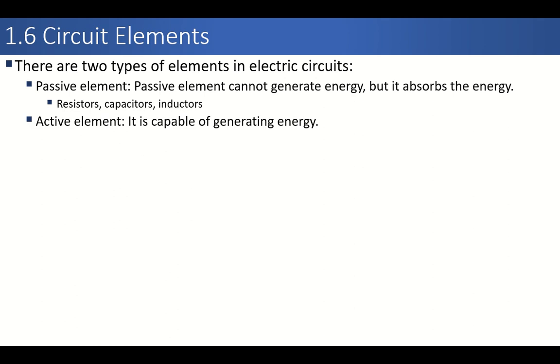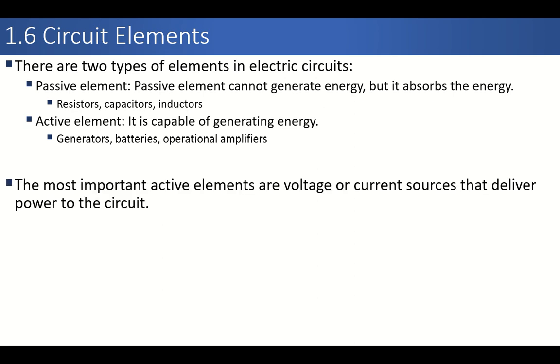And the second major type of circuit element is the active element. An active element is an element that is capable of generating energy. Actually, it can generate electrical energy. So examples are generators, batteries, and operational amplifiers. These instruments or elements can generate their own energy. They do not need any kind of external source to excite them.